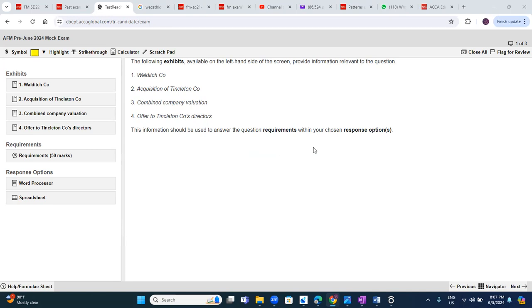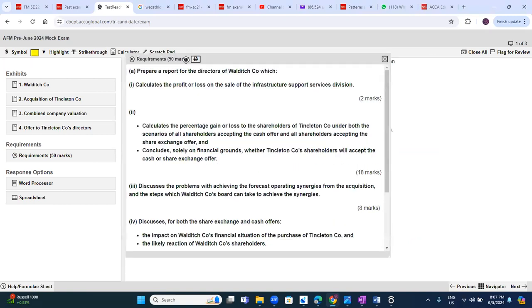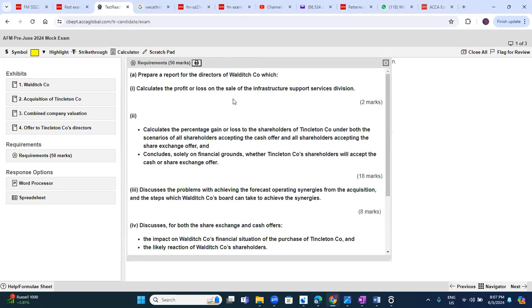So let me read the question for you. Prepare a report, A part, prepare a report for the directors of W company, which calculates the profit or loss on the sale of infrastructure sports service division. We need to calculate profit or loss on the sale of the infrastructure sports service division. So there is a division. The name is quite long, infrastructure sports service division, but it's only one division. There are only 2 marks.